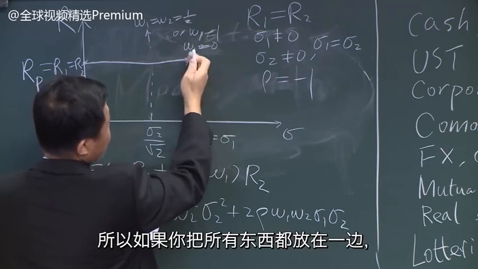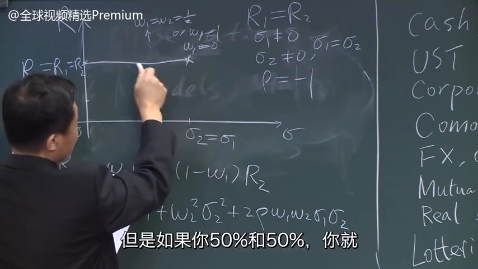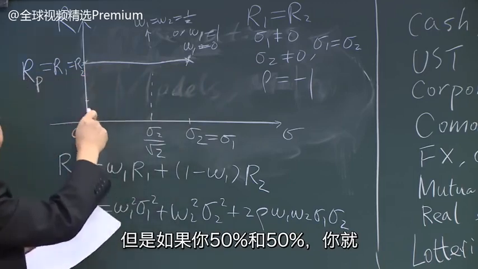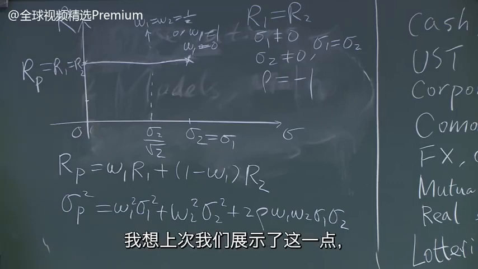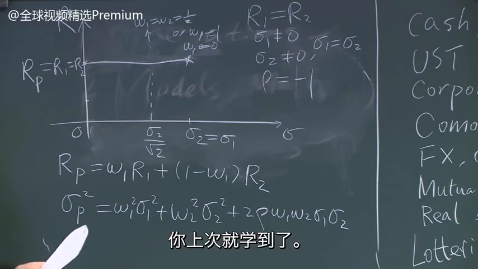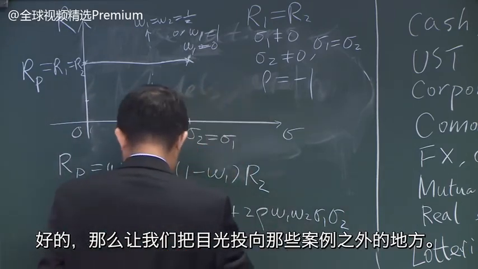So if you weight everything to one side, you're still going to get this point. But if you weight half and half, you're going to achieve basically zero variance. I think you showed that last time. You learned that last time. Okay? And so let's look beyond those cases.